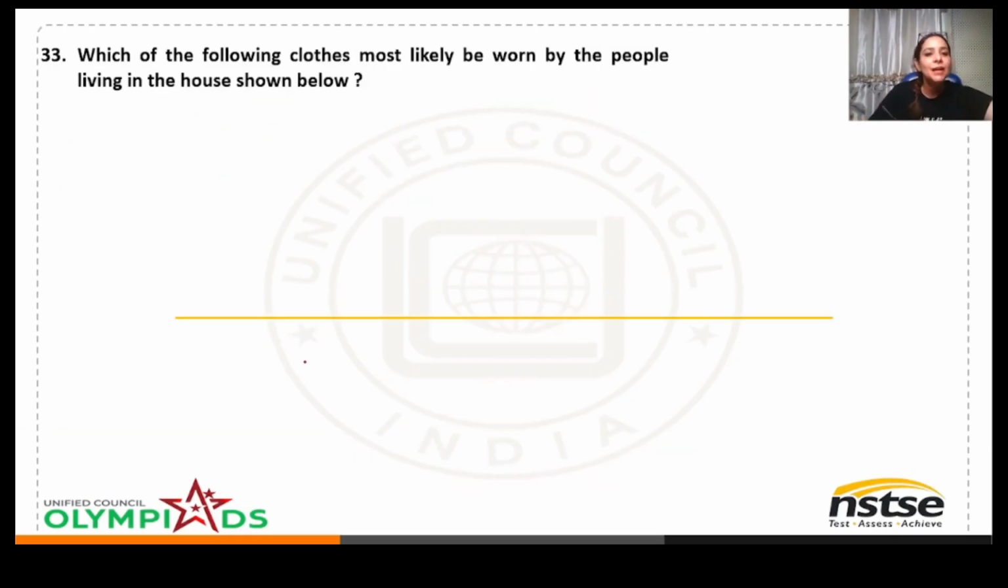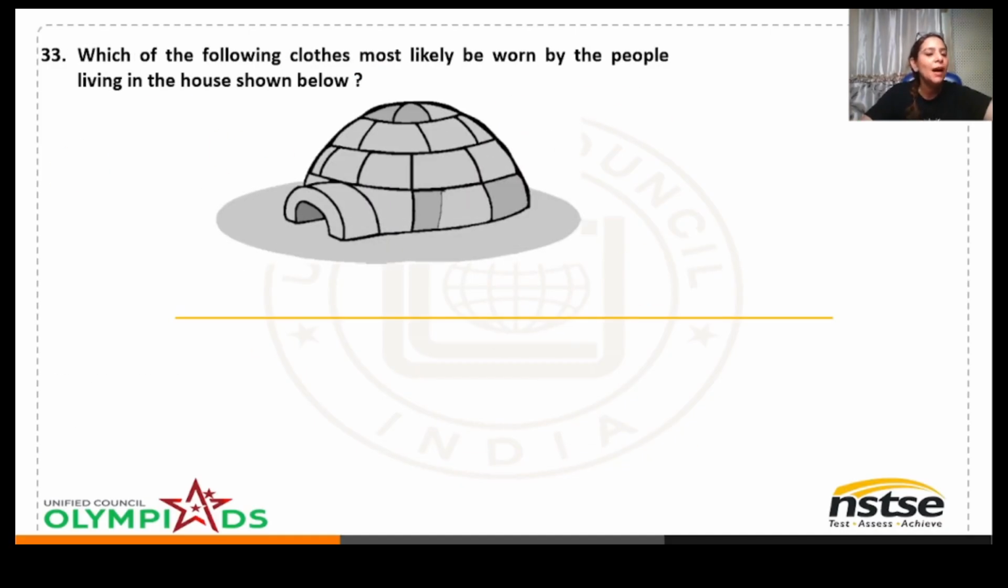Okay, next question. Which of the following clothes most likely to be worn by the people living in the house shown below? Here we have a house. I hope you all can recognize it. What is it? It is called as igloo. Igloo is basically a house. Like we have our houses made up of bricks, cement, iron rods. Okay, same way igloos are the houses, but they are made up of ice and snow.